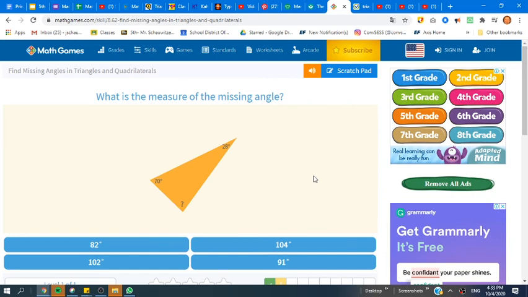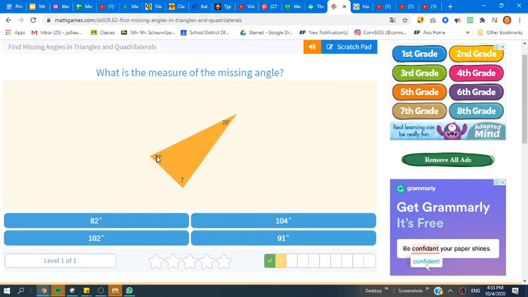That's okay though. What is the measurement of the missing angle? Okay, so we have 70 plus 28. 8 plus 0 is 8. And 7 plus 2 is 9, so 98. So 180 minus 98. Can you guys try to figure that out?